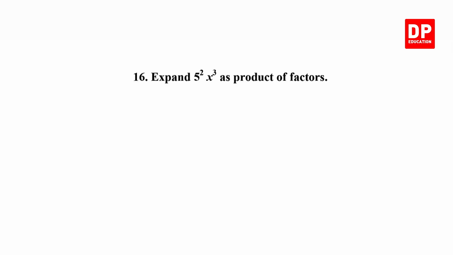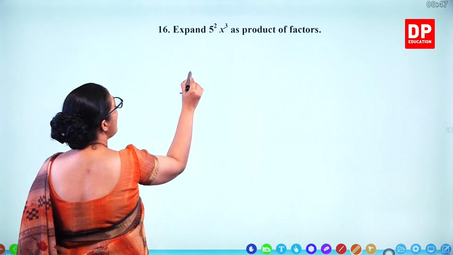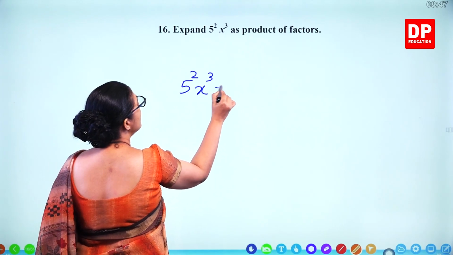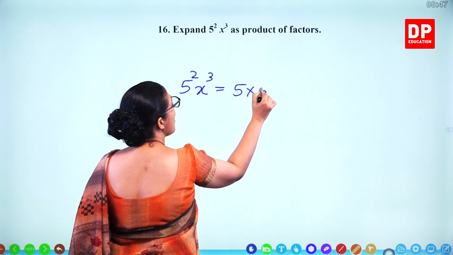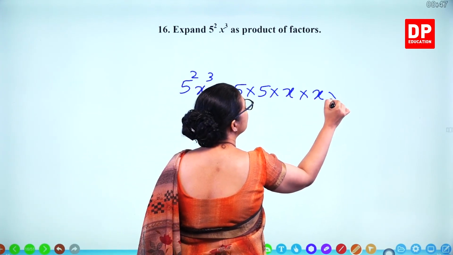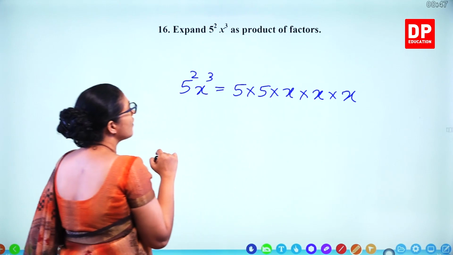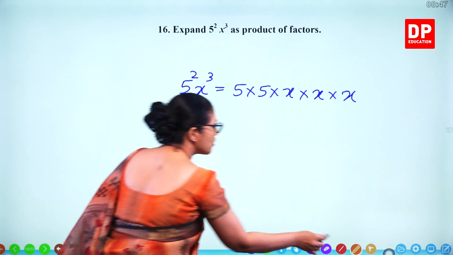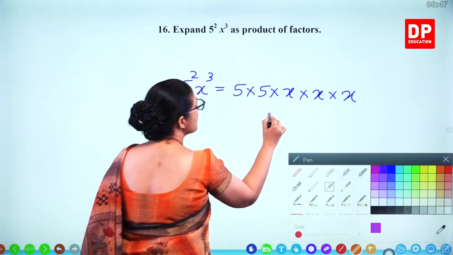Question number 16. Expand 5 squared and x cubed. 5, 2 times you have to write, and x, 3 times. So that's the expansion. You get 2 marks.